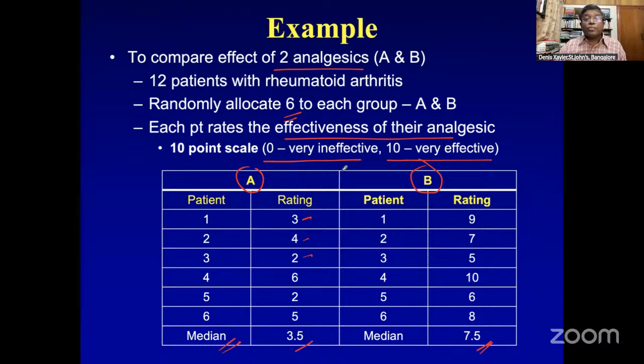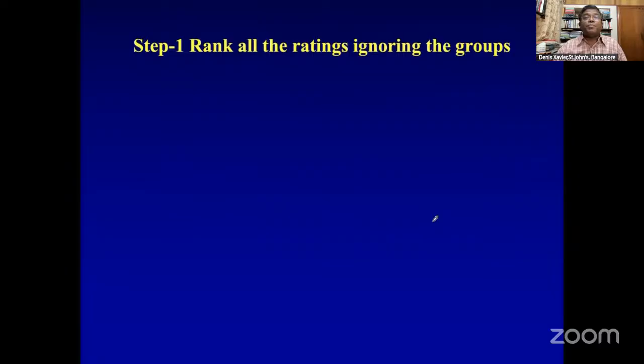Okay, but keep in mind, these are independent groups. A is a different group, B is a different group. They were randomized. This is not the same patient before and after. There's another test for that. We'll come to that. Okay, so we have 3.5 and 7.5. Now, what you're going to do is you're going to rank all the ratings, ignoring the groups.